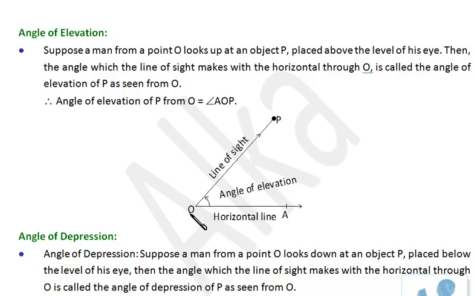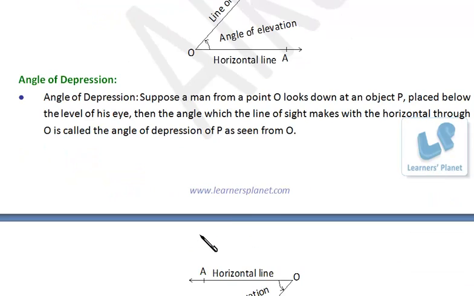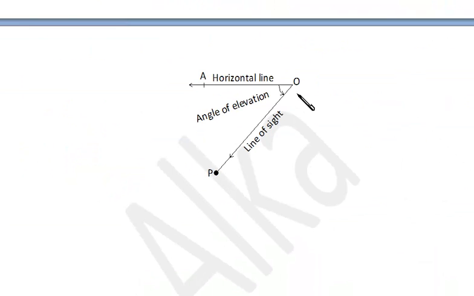Suppose you are standing here, your eye is there, and this is the horizontal line, and this is the top of a hill or a cliff or a pillar, right? So this is the angle of elevation. Okay, getting my point? This is the angle of elevation when you are looking up, right? And angle of depression is when you are looking down. See here, your eye is here, this is the horizontal line, so this is the angle of depression.